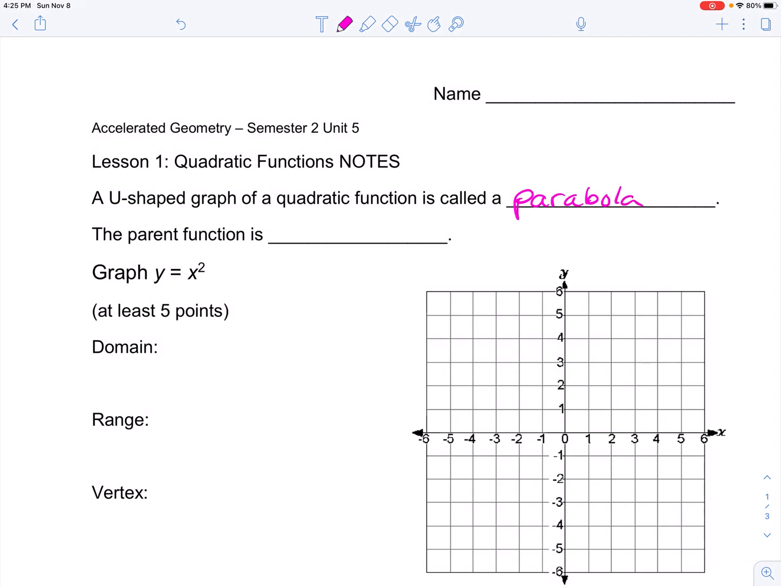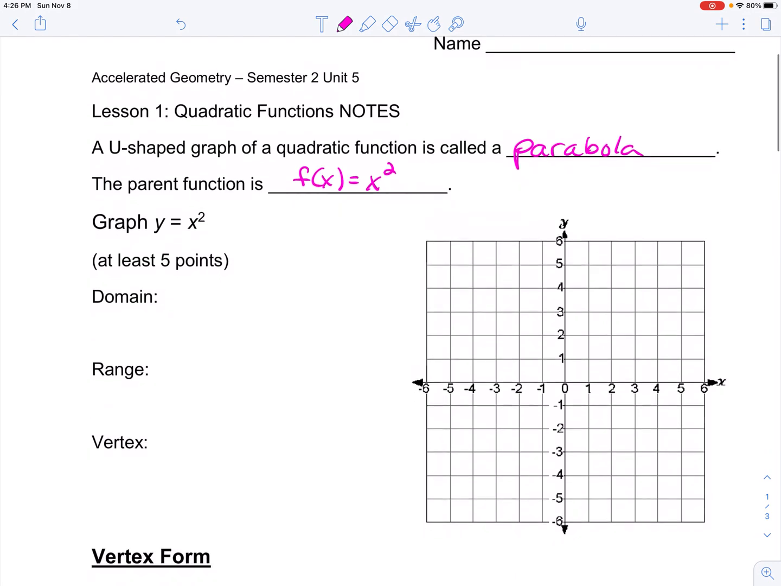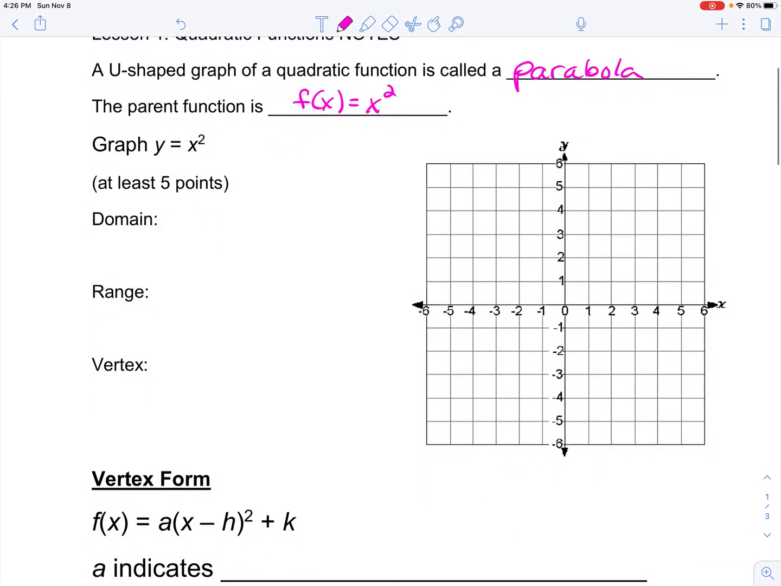The parent function is f of x equals x squared. I know you've been used to seeing it as y equals x squared. F of x means the function of x, which is just the fancy way of saying y equals. It's a function, so we're calling it f of x equals x squared. That is the parent function. So we're going to graph it. Now remember, when you're graphing, please graph with at least 5 points because it is a parabola.